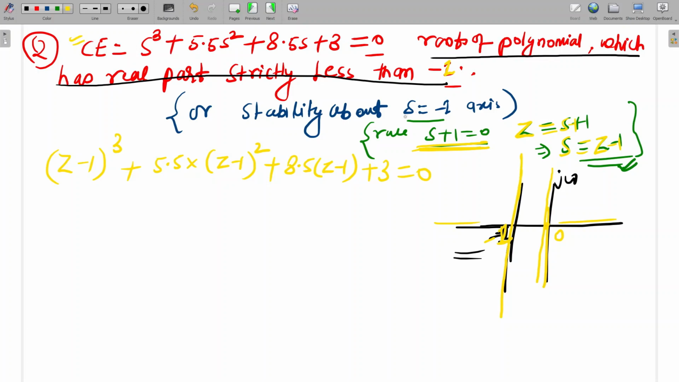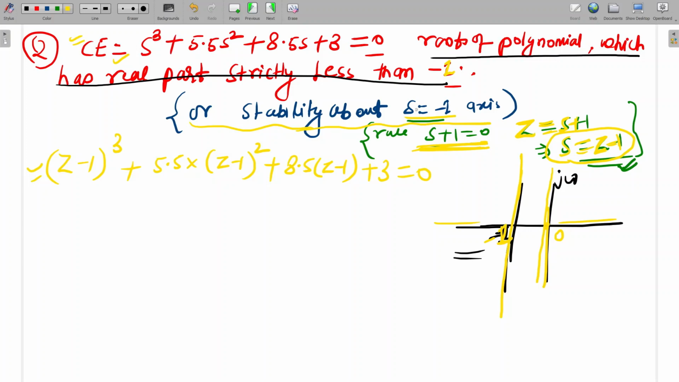So s is equal to minus 1 means s plus 1 is equal to 0, and z is the variable I am assuming, which is equal to s plus 1. So what will the s value be? S will be z minus 1. Now if I put s equal to z minus 1 and apply the RH criteria in this z variable, then the poles in the left hand side in the s domain will be the poles strictly less than minus 1. Is it clear? This kind of statement will be there: stability about the s equal to minus 1 axis.